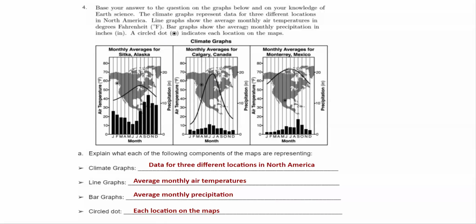Bar graphs represent the average monthly precipitation. So these are my bar graphs. Remember, precipitation is a type of rain, and a circle dot represents the locations on the map, each location on the map. So this is Sitka, Alaska, this is Calgary, Canada, and this is Monterey, Mexico.